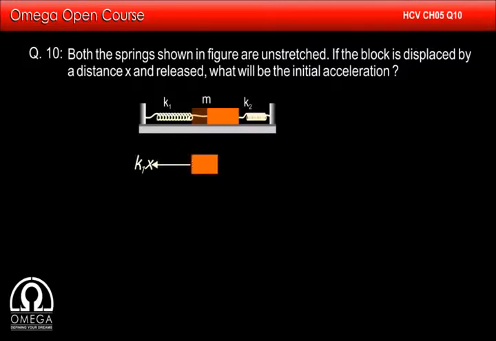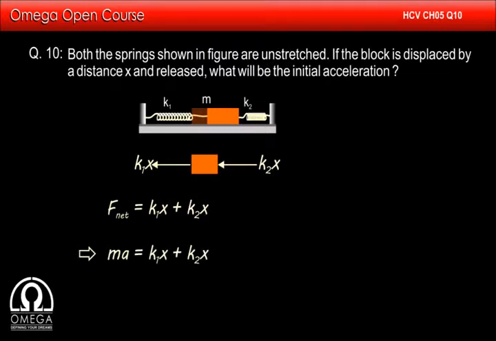Now let us draw the free body diagram of the block. Since the spring on the left is elongated by x, it pulls the block with force of k1x. Also, the spring on the right is compressed by x, so it will push the block with force k2 into x. Therefore, the net force on the block is k1x plus k2x, which implies ma is equal to k1x plus k2x, or a is equal to k1x plus k2x divided by m.